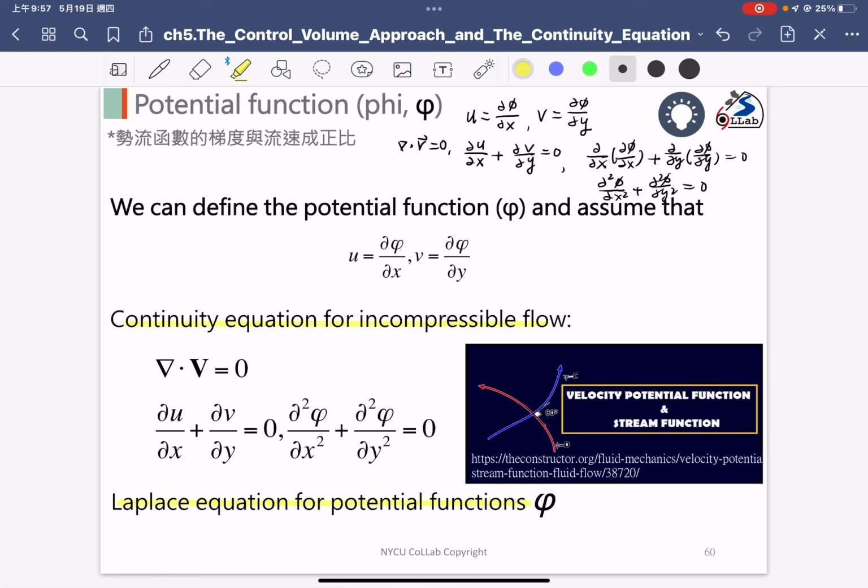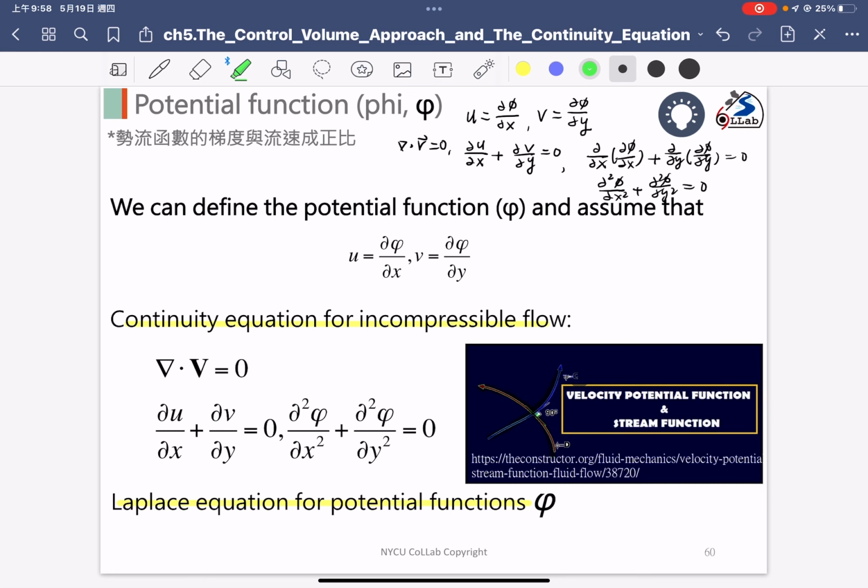Okay, so you can see the blue color in here is our streamline, one streamline for constant c values, and the other is our potential functions. And you see the potential function and the stream function are always perpendicular to each other.